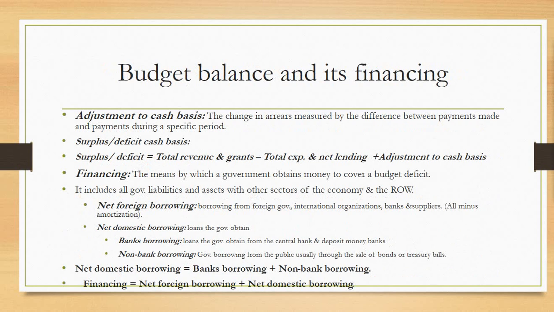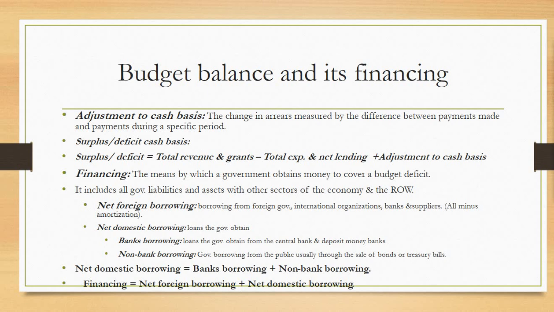Now we would like to find whether there is a surplus or a shortage in the government budget. In order to calculate whether there is a surplus or shortage, we have to add adjustment to cash basis, which is related to changes in arrears. In balance of payment, we define the changes in arrears as the interest rate on loans. The government would like to take loan from another country and have to pay interest on this loan. This is arrears.